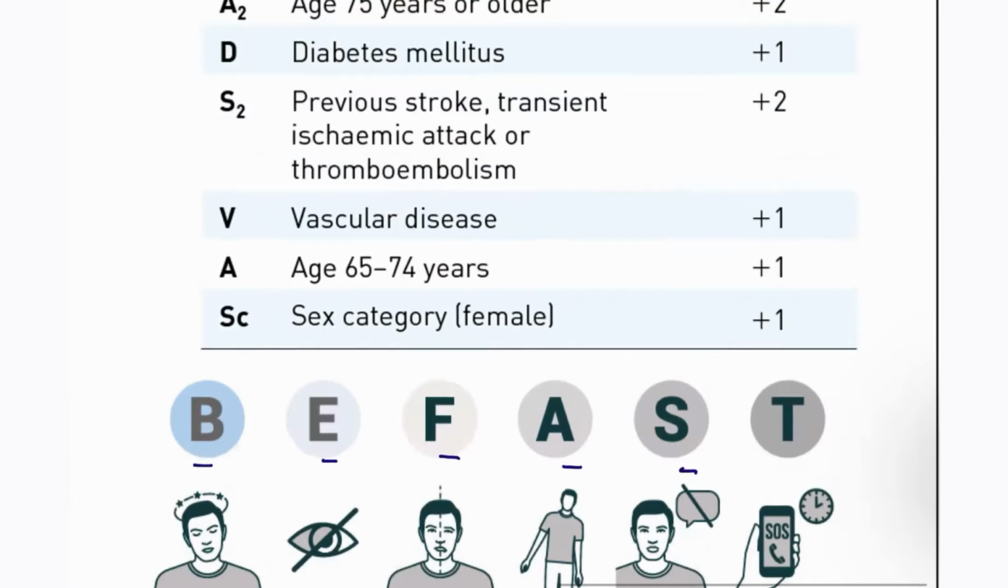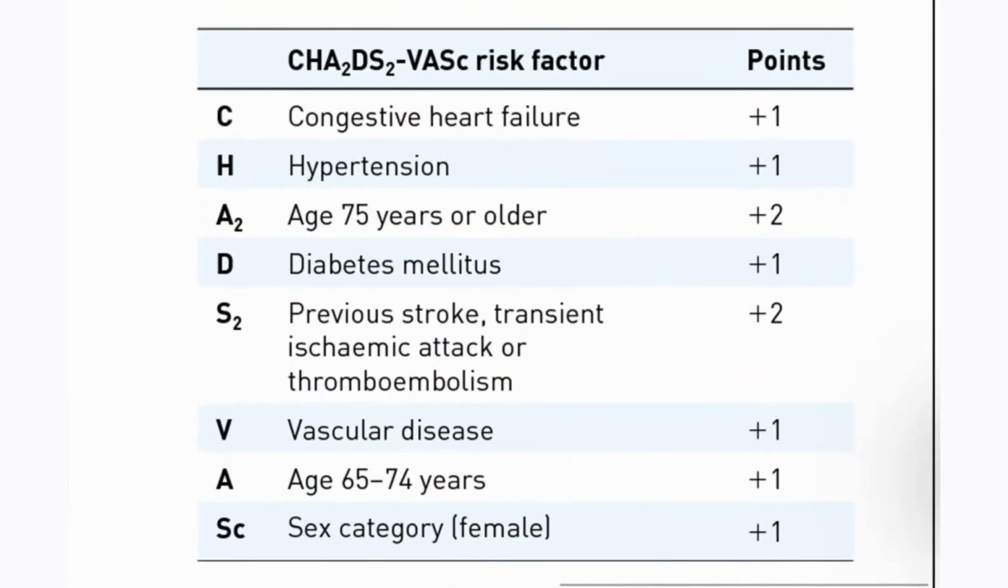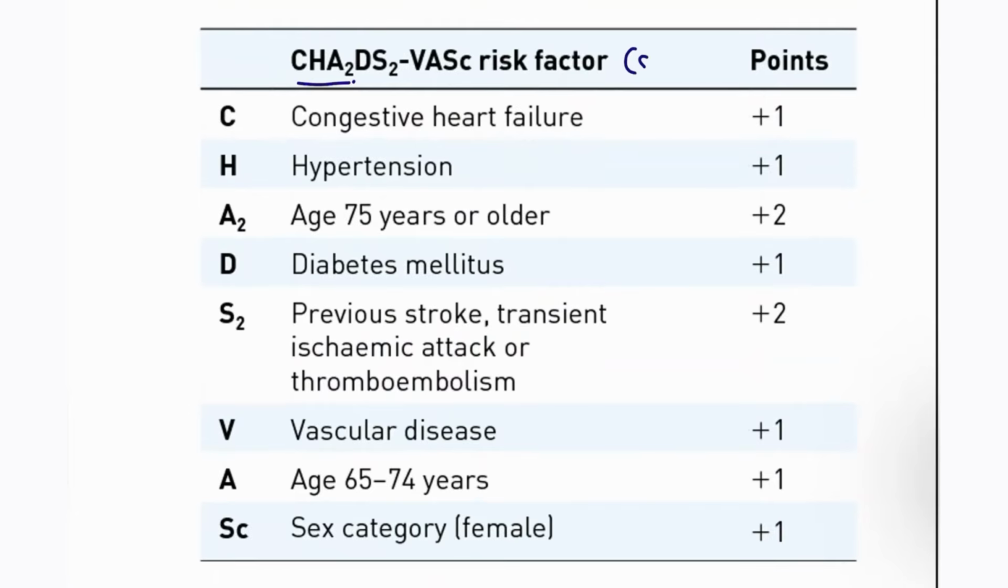Again, that is also for the patients who have had a stroke. Next, CHADS scoring. This is for the risk factor for the stroke. Cerebrovascular accident we are going to check. C for congestive heart failure, H for hypertension, age 75. If they are more than 75, we are going to give 2 points.